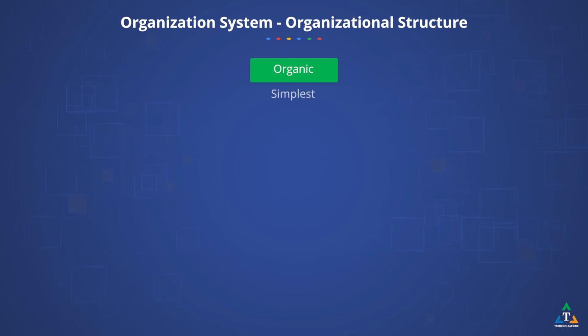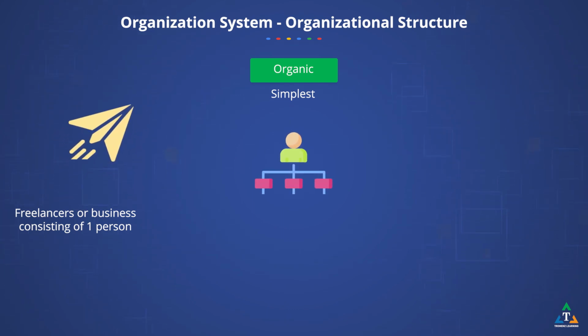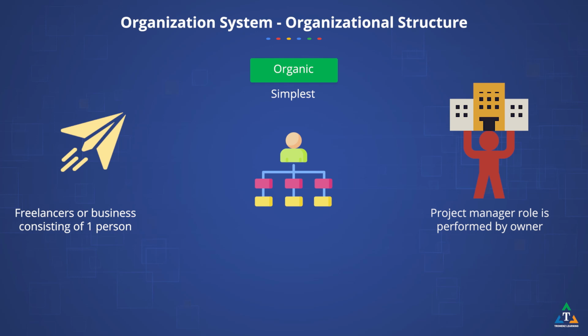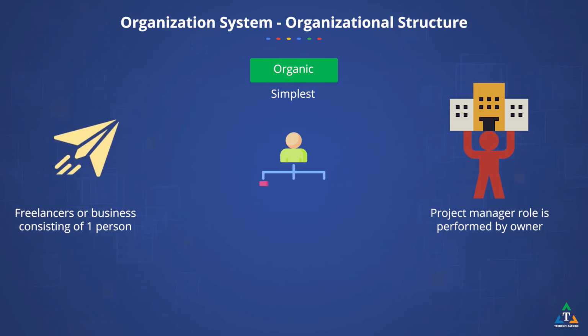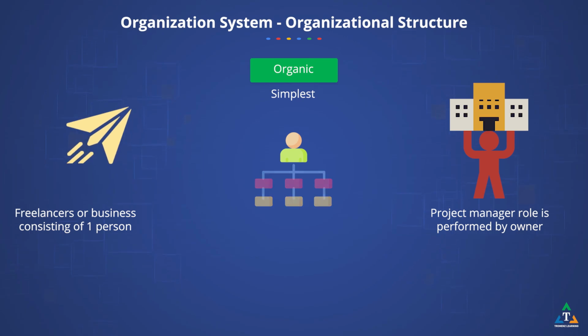Organic or simple structure is the simplest structure. Businesses composed of only one person and freelancers are also included in this category. Of course, the role of the project manager is partly covered by the owner or the professional who personally manages the workflows.